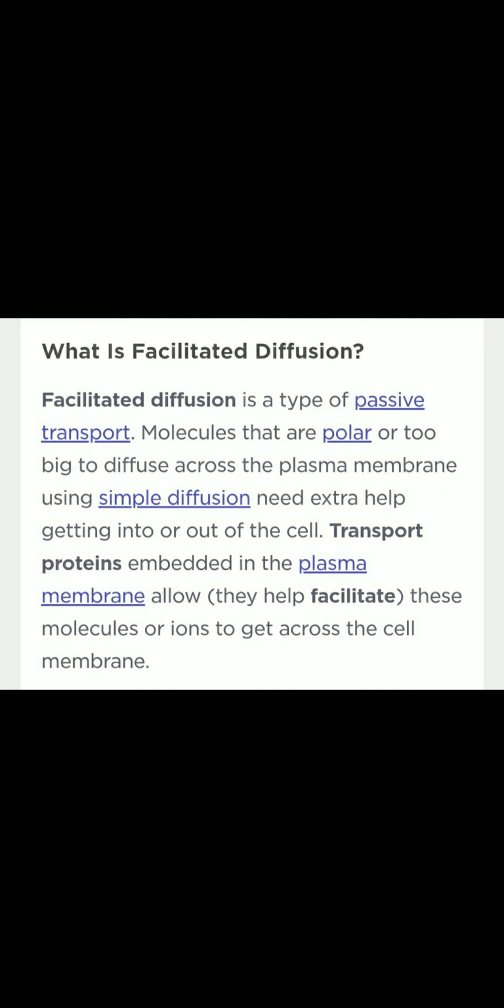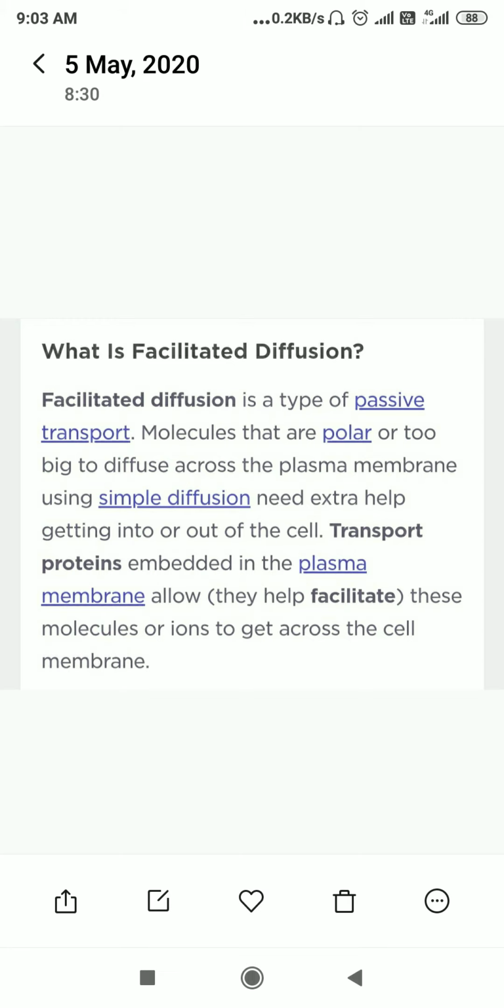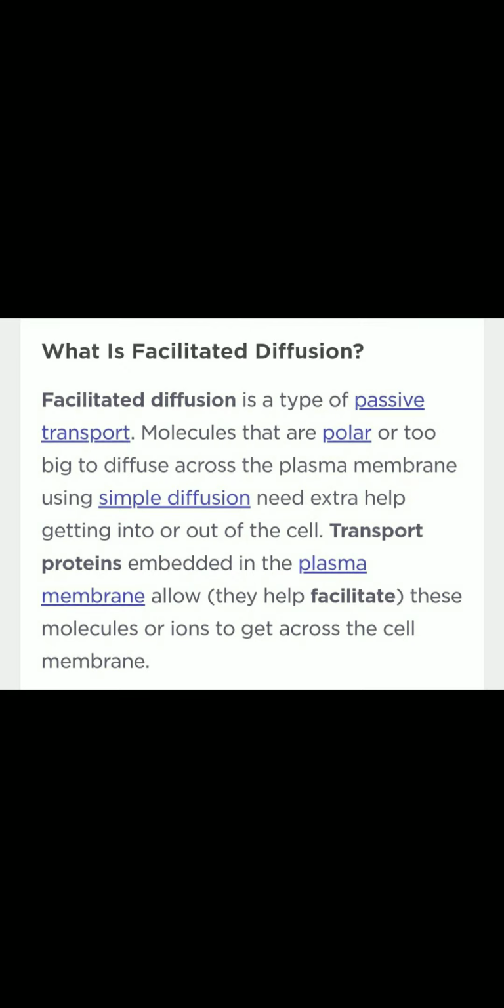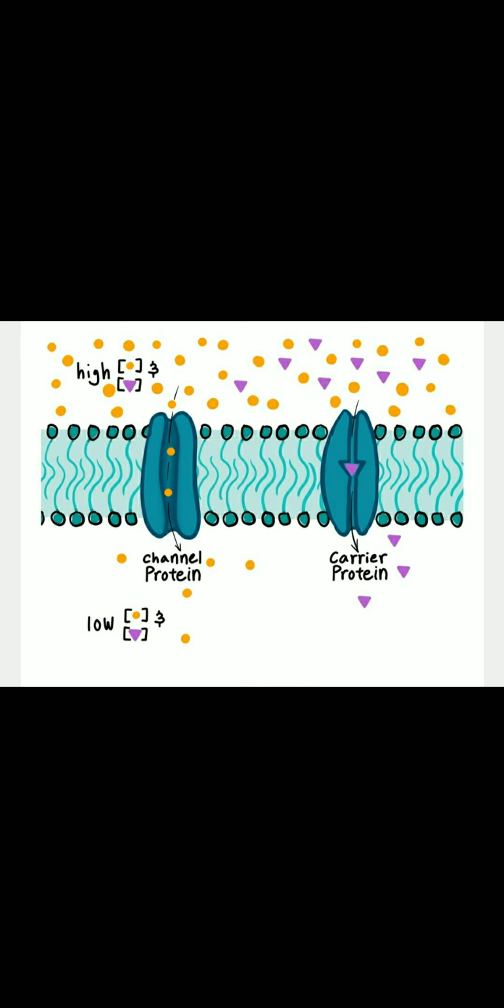Facilitated diffusion is a type of passive transport, which means energy is not required in this process either. Molecules that are polar or too big to diffuse across the plasma membrane using simple diffusion need extra help from the membrane protein. Here you can see two types of membrane protein: channel protein and carrier protein.